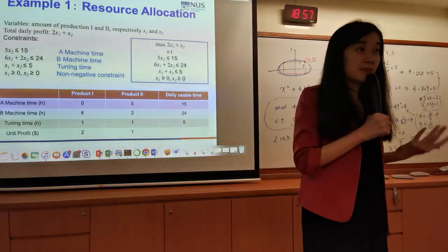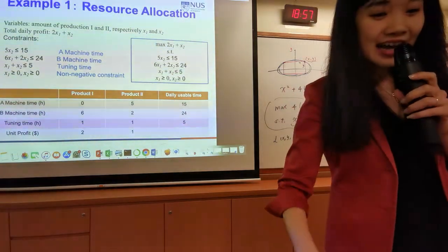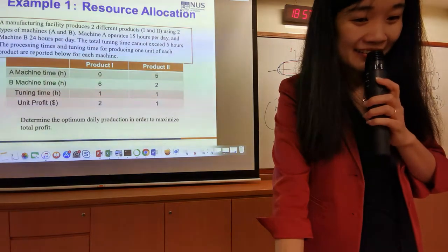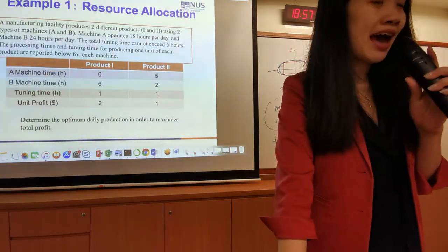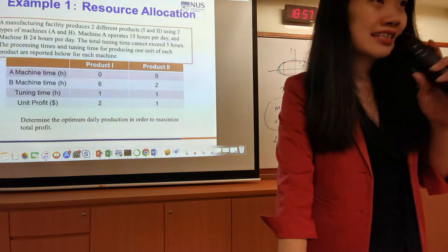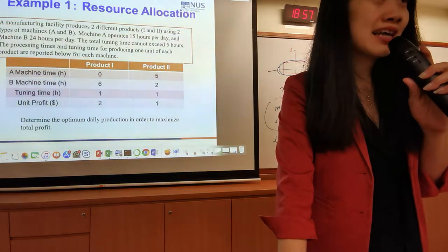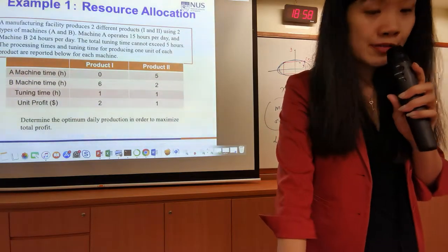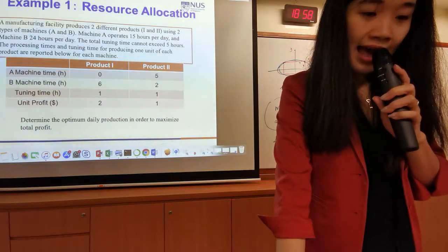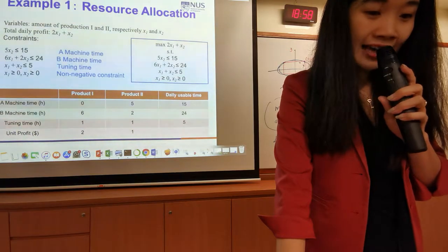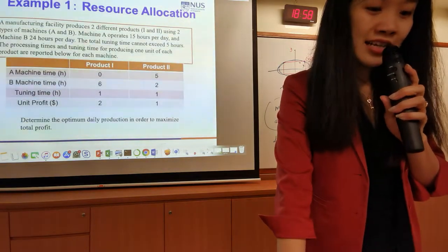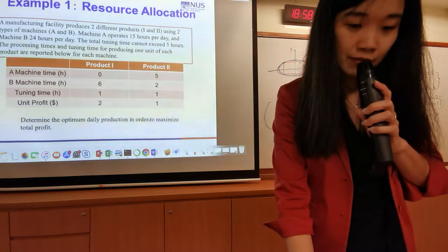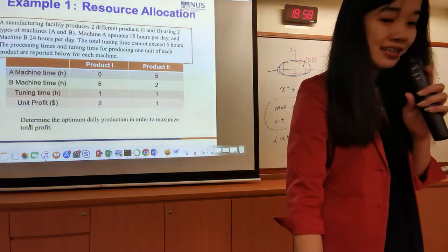It is a relatively straightforward formulation, because in the statement, every sentence is carrying some information. It's two products, so I may have two decision variables because I need to decide the daily production for each product. And then I got my objective function quite well defined here. I want to maximize the total profit.